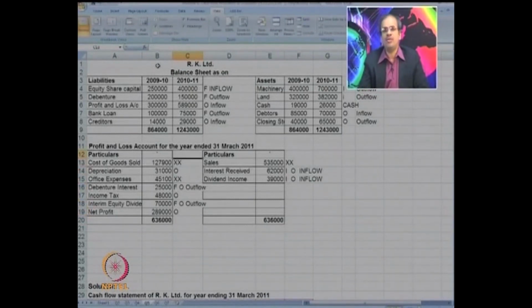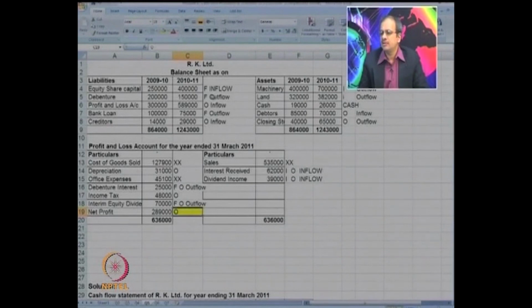So, let us have a view at all the items once again. You can see some of the items have come 2 times. For example, P&L account. The balance of P&L increased from 3 lakh to 589, that has increased because of net profit for the year, which is 289. So, we do not have to take these items twice, they actually represent one and the same thing, this and this. I hope it is clear to you.